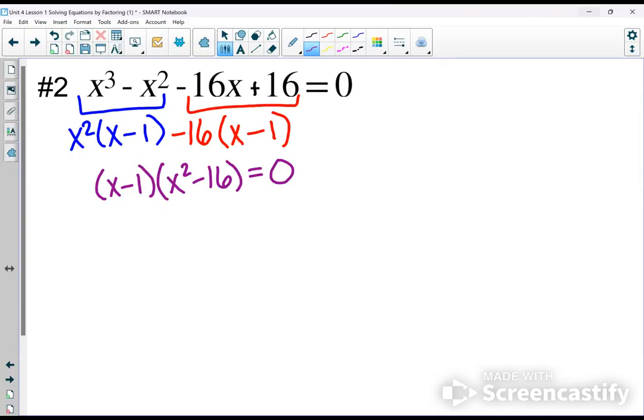Now I do see an x squared and a minus sign, so I want to check for that difference of squares. I know the square root of 16 is 4, so I want to apply the difference of squares formula here and continue factoring this quadratic. Although you have all of your methods for solving quadratics available to you, you do want to lean on factoring first.